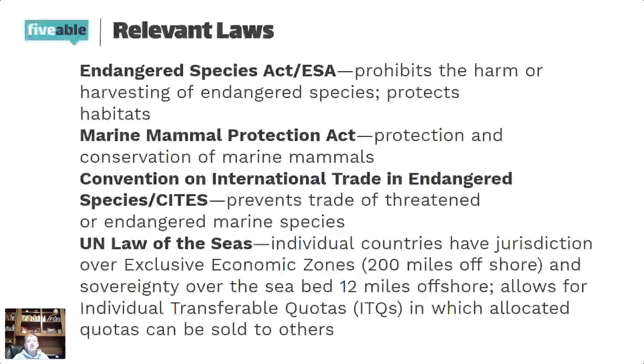The Convention on International Trade in Endangered Species. This is one of the big ones that the AP exam loves to test on. CITES, the Convention on International Trade in Endangered Species. This is one of the international laws that prevents the trade of threatened or endangered marine species. It can also cover terrestrial, land-based species.